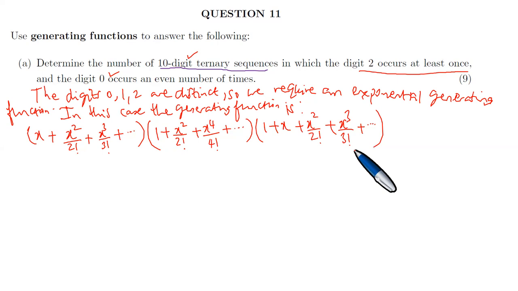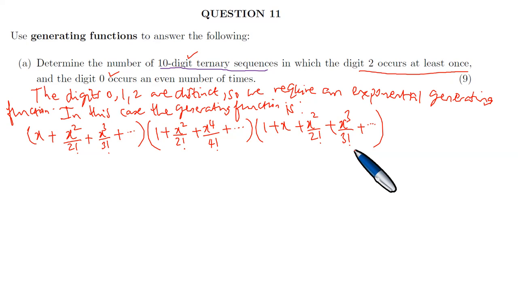Let's pause to discuss briefly the generating functions here and their significance in this case. So what is the significance of the generating functions? If you need to determine the number of 10-digit ternary sequences, the 10 is going to appear, and you will see its significance. But I want us to discuss the fact that the digit 2 occurs at least once.